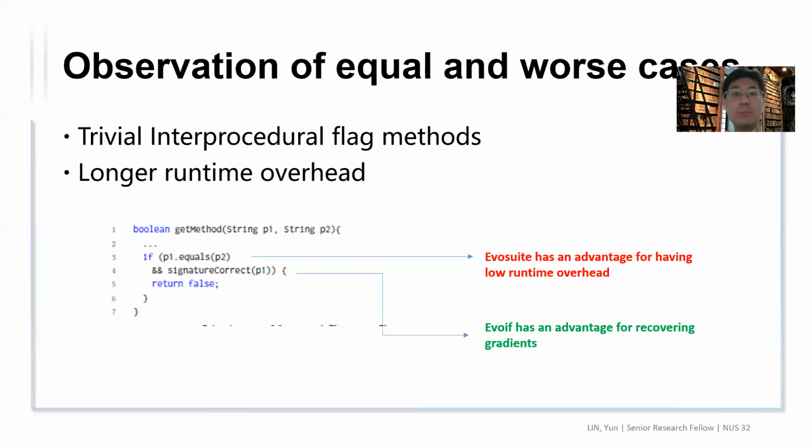Here is an example. The interprocedural flag is guarded by a normal branch. In the normal branch, EvoSuite has an advantage in searching for an equal string, as it spends less time generating individual tests. Therefore, it can find the solution faster. In this example, EvoSuite-IF hasn't covered the first branch within the time budget. Thus, EvoSuite outperforms EvoSuite-IF. In this case, however, we observe that EvoSuite-IF can outperform EvoSuite as long as we give a longer time budget of 200 seconds.